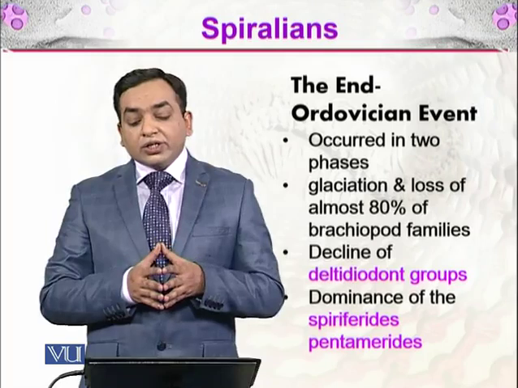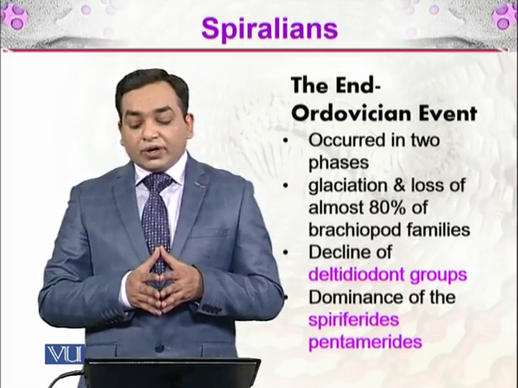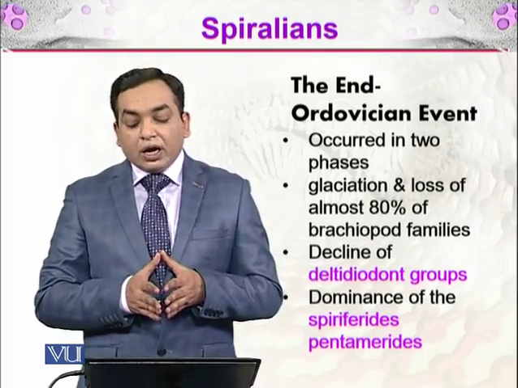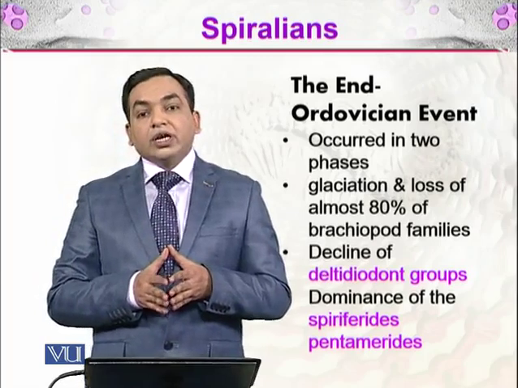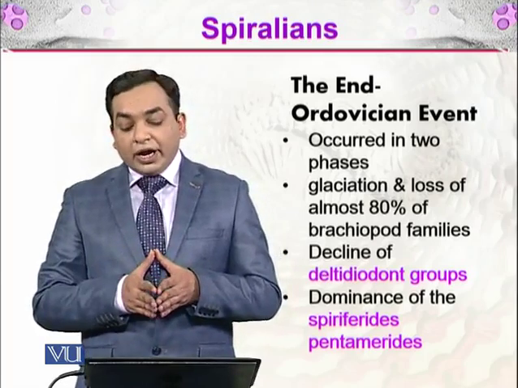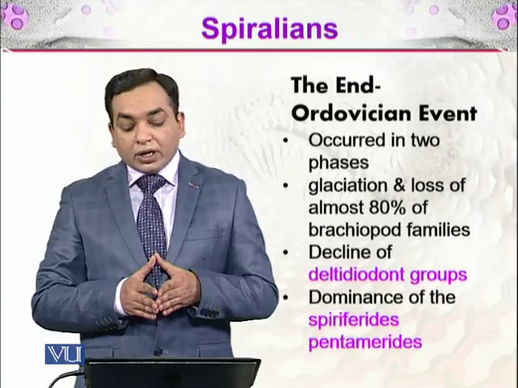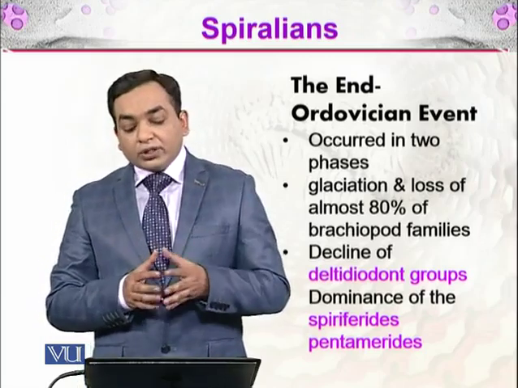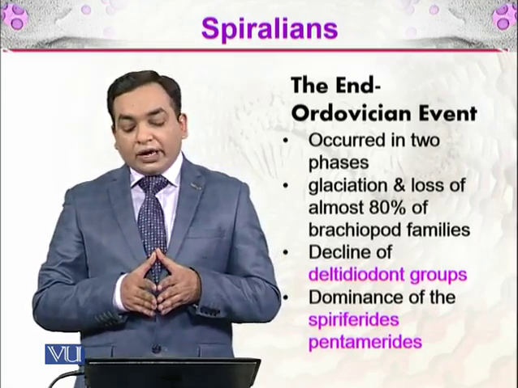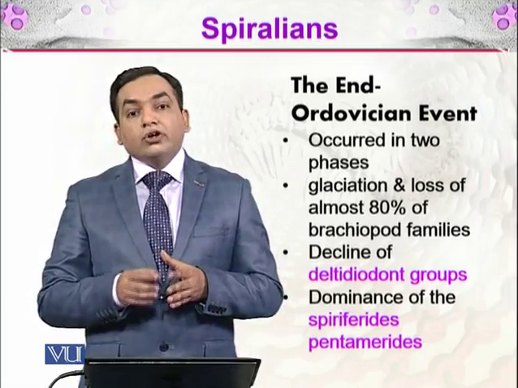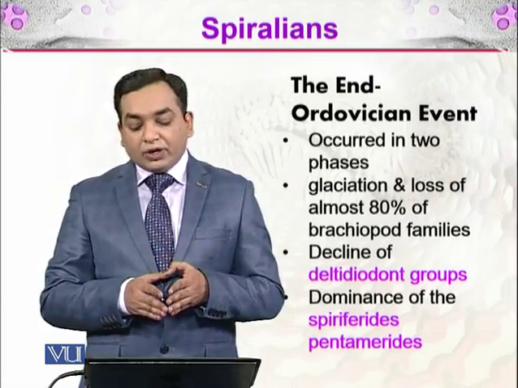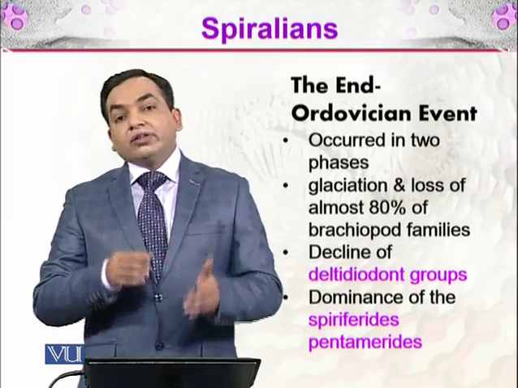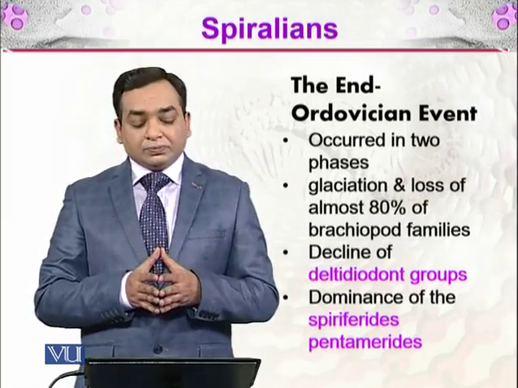The first extinction event was the end Ordovician event. It occurred in two phases. First was the glaciation, and it resulted in the loss of almost 80% of the brachiopod families. And the second was the decline of the deltidiodont groups and the dominance of the spiriferids and pentamerids in the later coming of age.